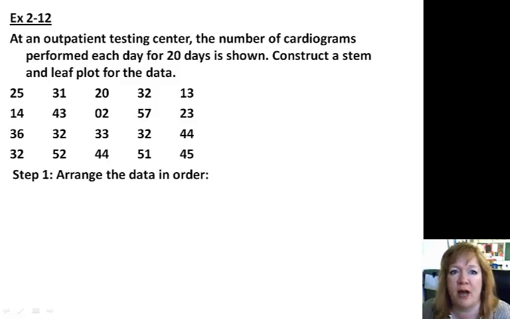So here's an outpatient testing center, and the number of cardiograms performed each day, and there's 20 of them shown. It says to construct a stem and leaf plot for the data. Your first step is to arrange these in order. Now, what I usually do is look for the minimum and the maximum, put the stems in on the left hand side, then put the leaves on the right and put them in order. But this is the way the book says to do it, so we're going to go with the book this first time.